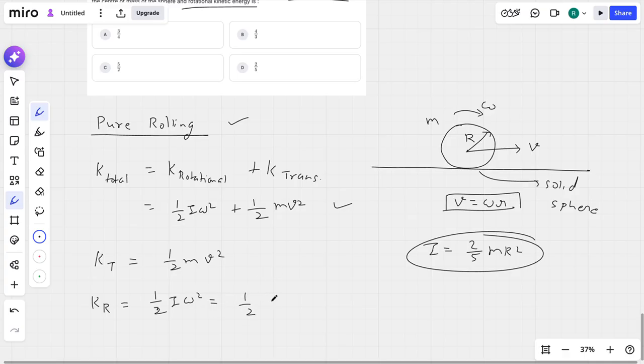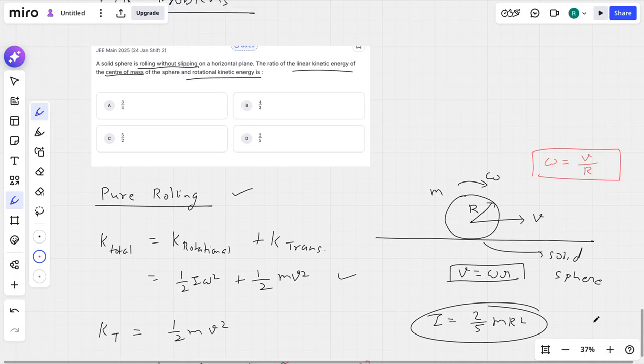So the moment of inertia becomes 2 by 5 mr square, and for omega we can write omega equals v upon r. This is the condition for pure rolling motion. So this will become v square upon r square. This cancels out, so our final result becomes 1 by 5 mv square. This is the rotational kinetic energy.